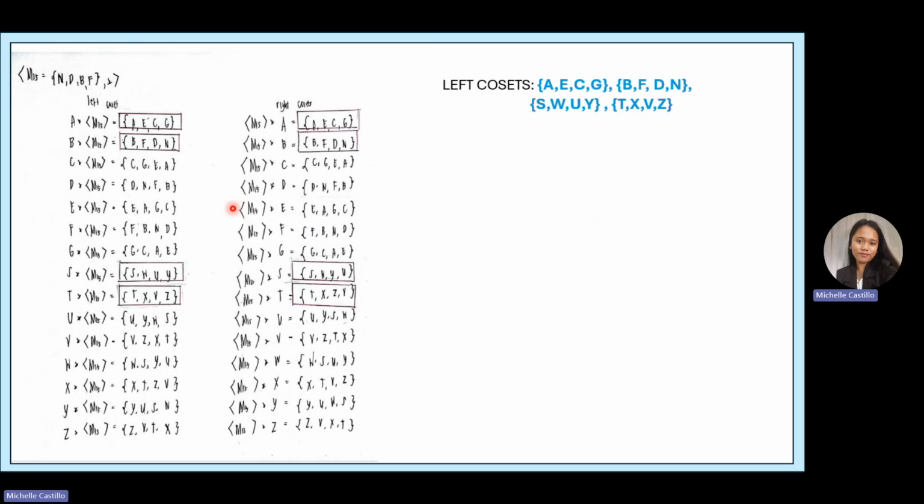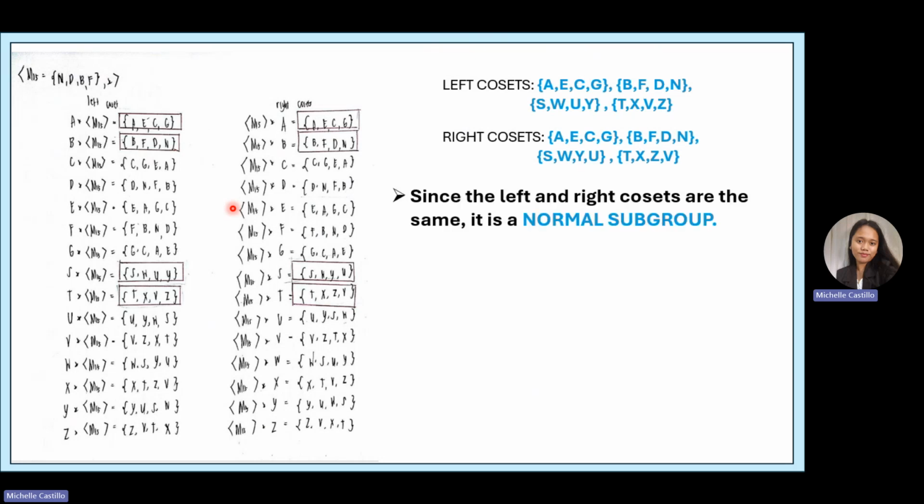For the left cosets, we have a, e, c, g; b, f, d, n; s, w, u, y; then t, x, v, and z. For the right cosets, we have a, e, c, g; b, f, d, n; s, w, u, y; and t, x, v, and z. Since the left and right cosets are the same, it is a normal subgroup.